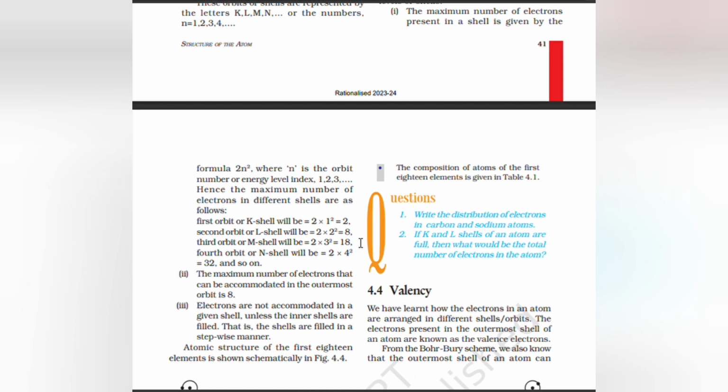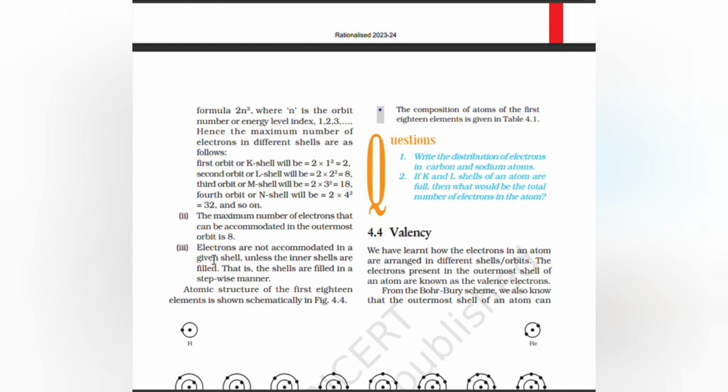First orbit or K shell, 2 into 1 squared is 2. Second orbit or L shell, 2 into 2 squared is 8. Third orbit or M shell, 2 into 3 squared is 18. Fourth orbit or N shell, 2 into 4 squared is 32, and so on. The maximum number of electrons that can be accommodated in the outermost orbit is 8. Electrons are not accommodated in a given shell unless the inner shells are filled. That is, the shells are filled in a stepwise manner.